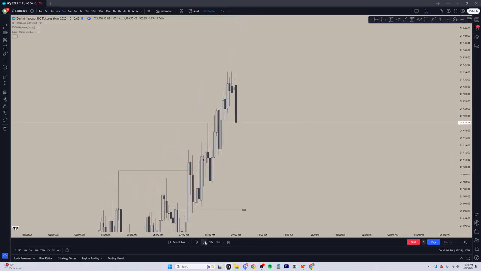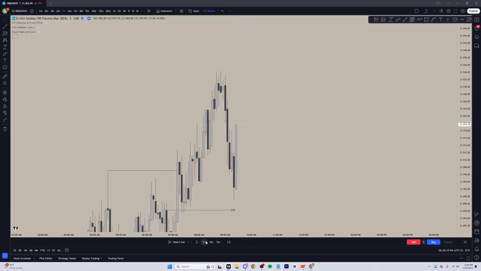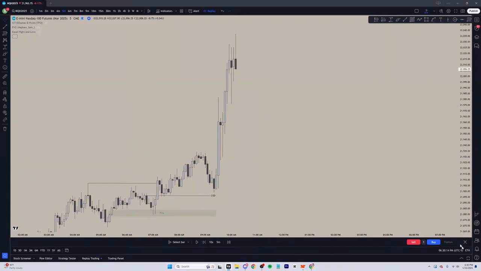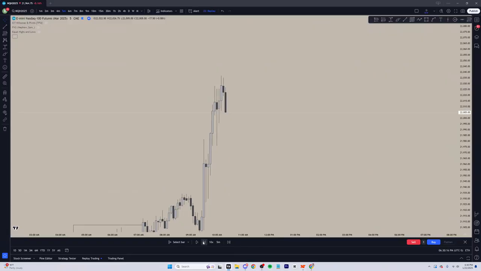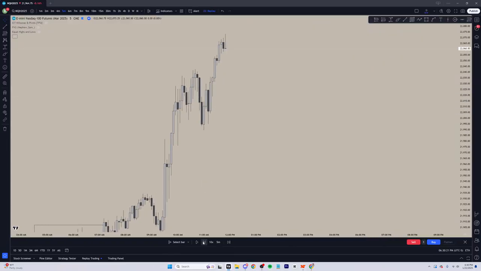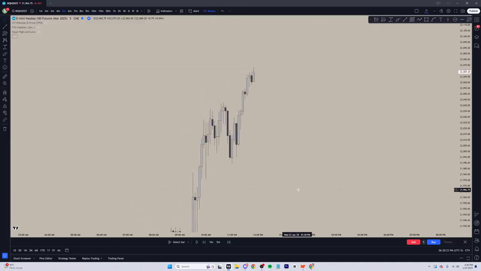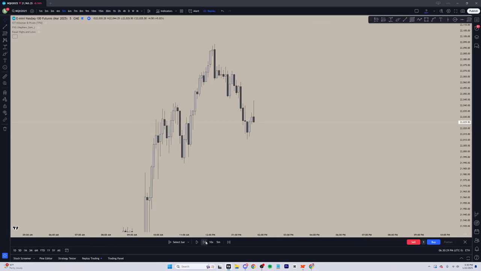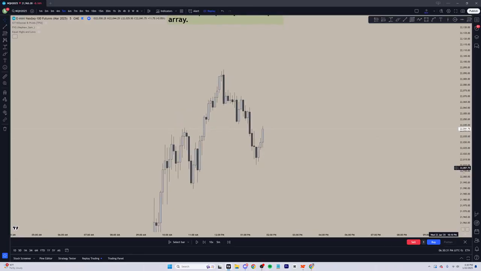Yeah, let's keep looking. Again, nothing too obvious. It wasn't that good of price action today. Trying to look for obvious ones. Okay, I mean, here's an example.